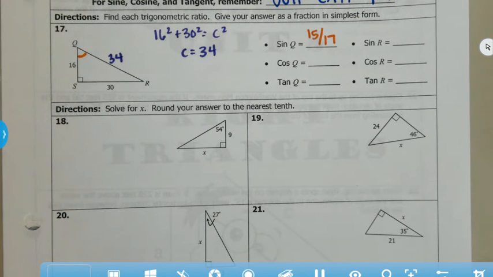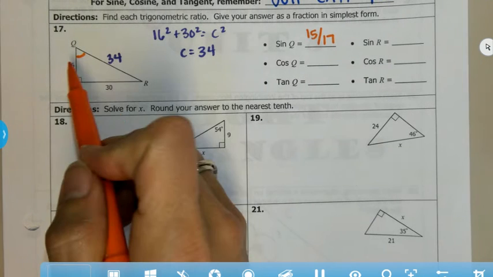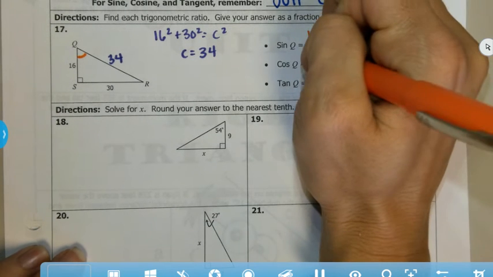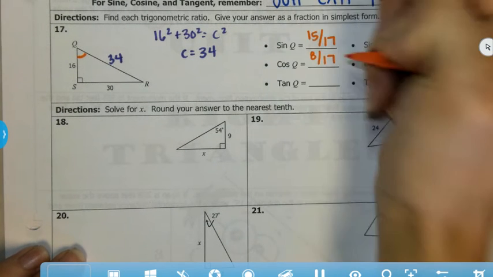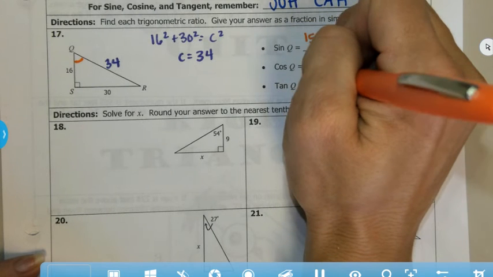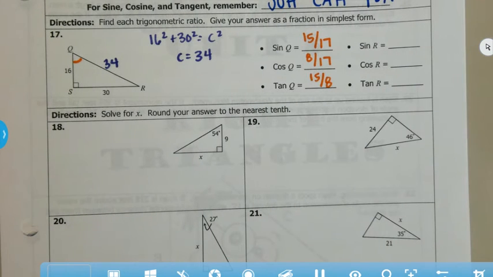What will cosine be in reduced form? Hopefully you see that cosine Q will be adjacent over hypotenuse, which is 16 over 34, which is 8 over 17. Finally, what is tangent Q? Hopefully you said opposite over adjacent is 15 over 8 in simplest form.